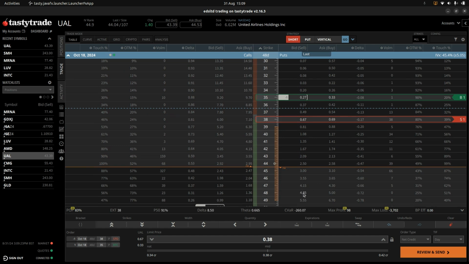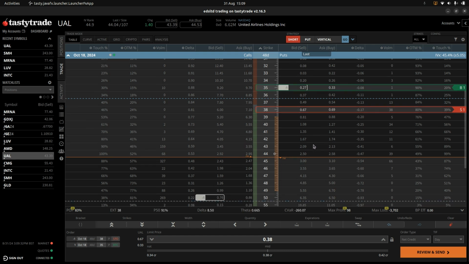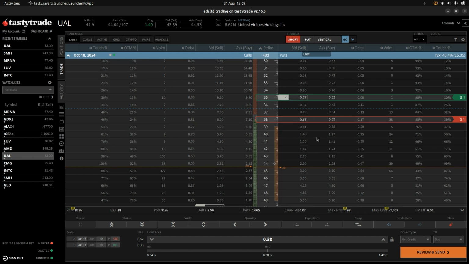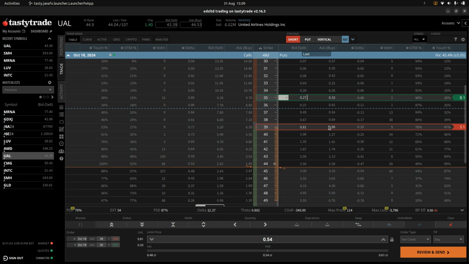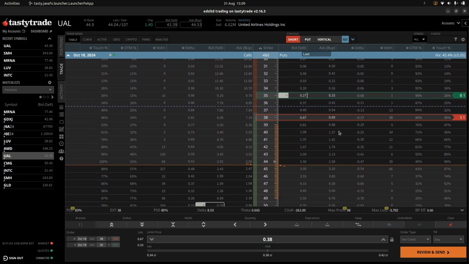If we were to roll this up to a 17 delta, we would collect about 38 cents. We've got an 83% probability of profit on this one leg. I guess we could roll at this point. I don't think that would be a bad move to roll up to the 17 delta, or even maybe the 20 delta. That'd probably be a bit too aggressive for my liking. Maybe about the 17 delta.